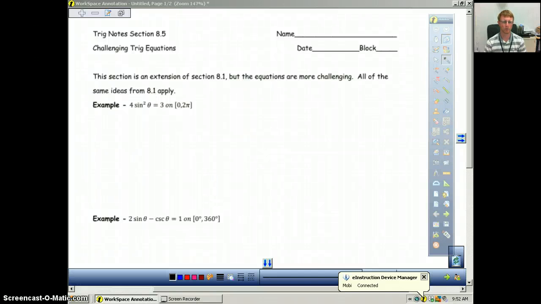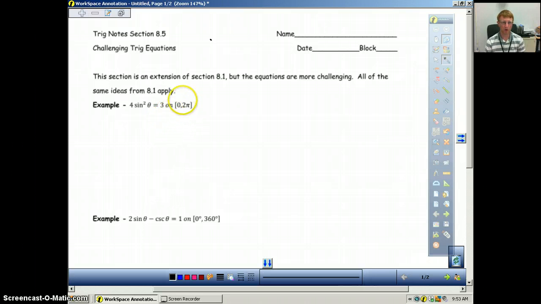This is 8.5, and what we're going to do here is we're going to be solving some equations again. We did this back in 8.1, but these are going to be a little bit more complicated, but the same principles really apply. The thing that's going to get a little bit more challenging is actually isolating our functions. The reason why this is challenging is it's really tying in some of the things we did in 8.4 to simplify our functions so that way we can actually solve our equations.